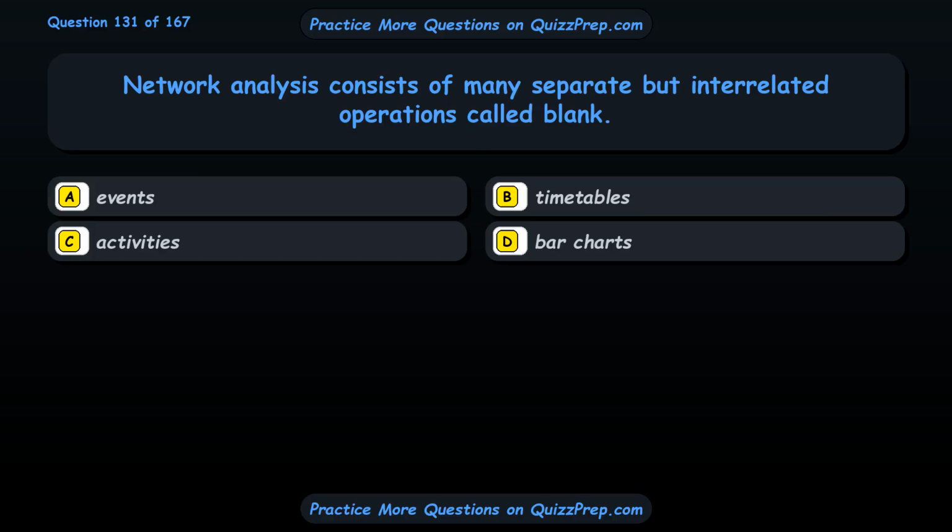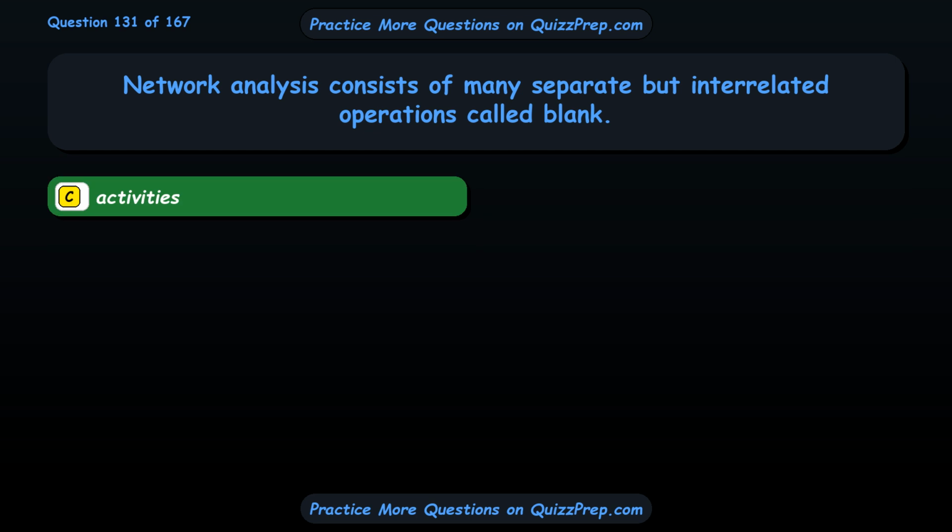Question 131. Network analysis consists of many separate but interrelated operations called blank. Option A, events. Option B, timetables. Option C, activities. Option D, bar charts. The correct answer is option C, activities.